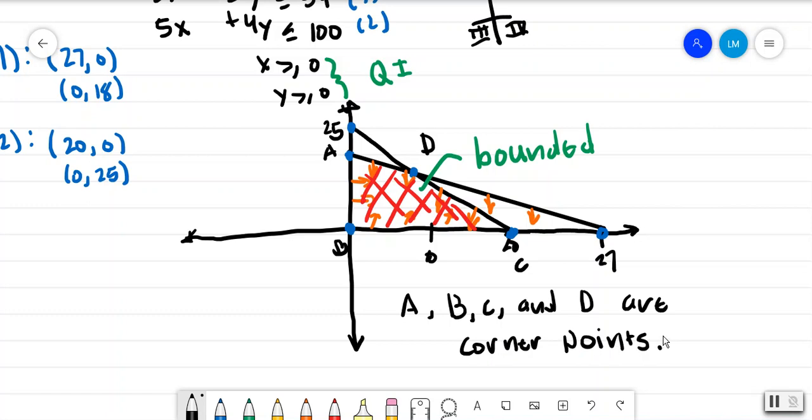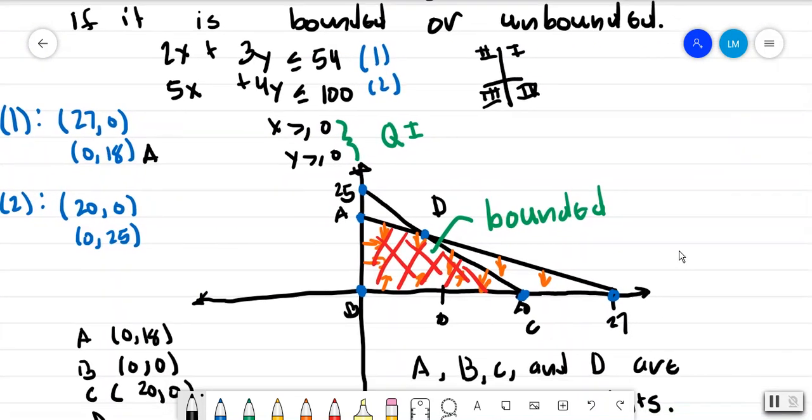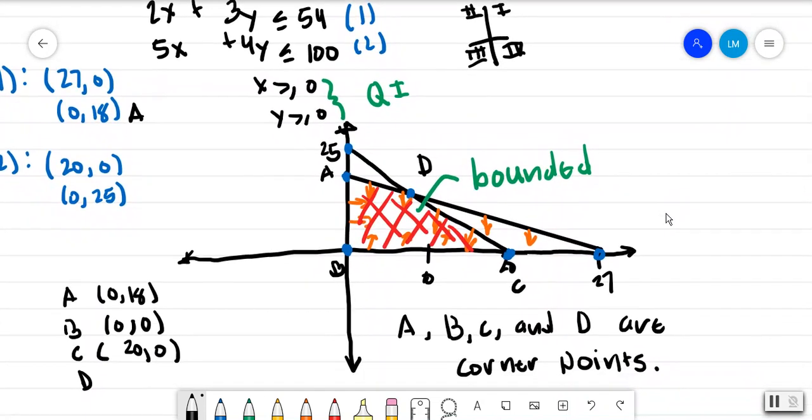Now notice that we know what A is. It's 0, 18. So we have our corner point over here, and then B is 0, 0. Let's actually just write them out. A is 0, 18. B is 0, 0. C is 20, 0. And then D, we actually don't know what D is. What D happens to be is the point of intersection.